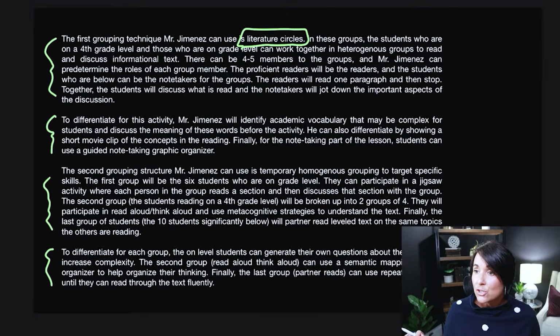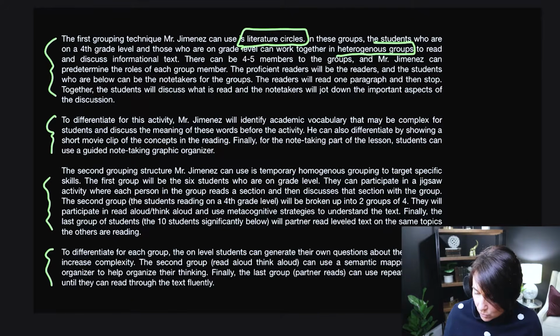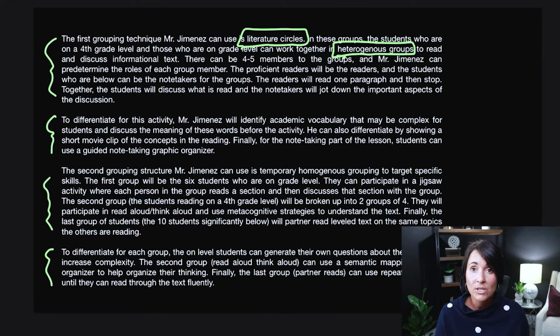So the students who are on a 4th grade level can be combined with the students who are on level, and I use this term, heterogeneous grouping. When I use the term heterogeneous, I show my content area knowledge, right? Because in teaching reading, we need to understand the difference between homogeneous grouping and heterogeneous grouping. We went over that before. Remember, homogeneous grouping means the same. All the kids in the group are the same. Heterogeneous grouping means different. So in this case, we have the 4th grade level readers and the 6th grade level readers together. They are different, so they're in heterogeneous groups.